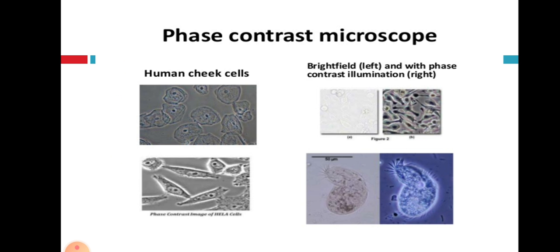These are some of the images of phase contrast microscope in comparison with bright field microscope. On one side you can see human cheek cells in the image produced with bright field microscope, the first one. Below that is phase contrast microscope of HeLa cells. Then on the other side, you can see a comparison between a bright field and the phase contrast microscope of two different cells.